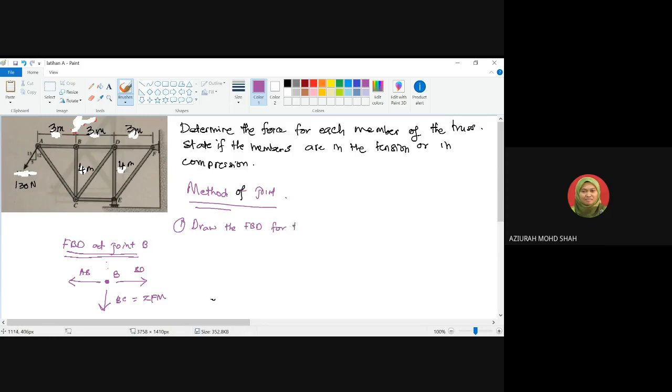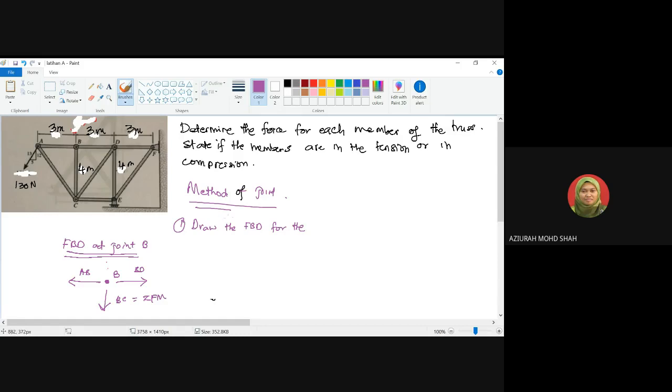Lama kelamaan nanti kadang-kadang tak semestinya kena draw FBD for the whole structure. But for your stage, you have to draw the FBD for the whole structure because in final or in your question, mostly I can see that they have marks for the FBD for the whole structure. Jadi don't waste your mark. Kalau benda senang, lukis sahaja.